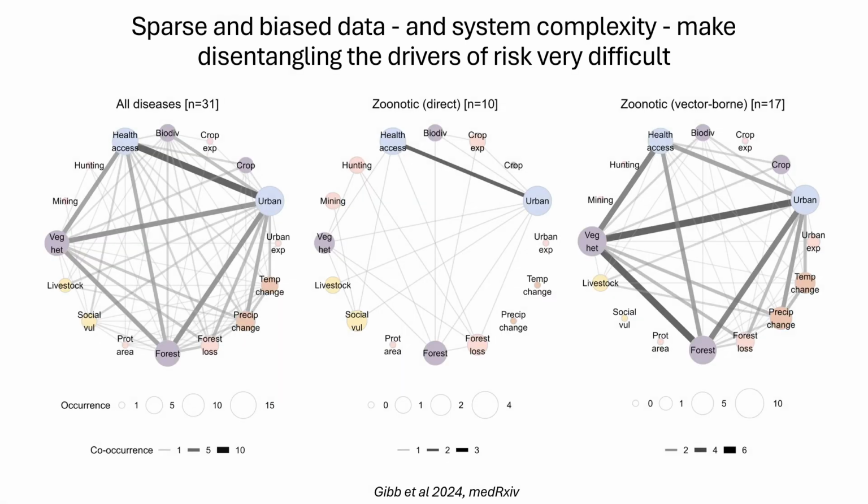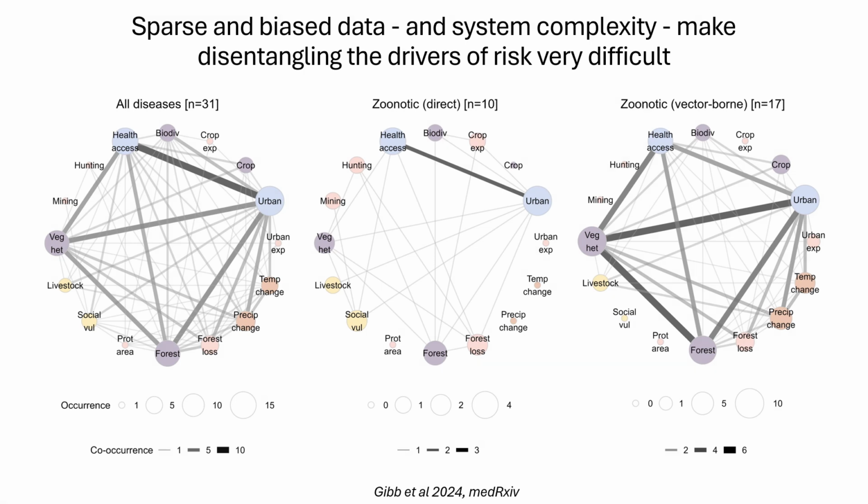And this is compounded by system complexity. Within this study, across all diseases, these networks show the drivers that we could detect. The size of the node reflects the number of diseases that driver was detected for, and the connections between the nodes and their weights reflect how many diseases shared those drivers in common, either for all diseases on the left, for directly transmitted zoonoses, or vector-borne zoonoses further to the right. What we found was that these drivers were detectable, but the main detectable drivers seem to be detection biases, so access to health centers and being in a city.